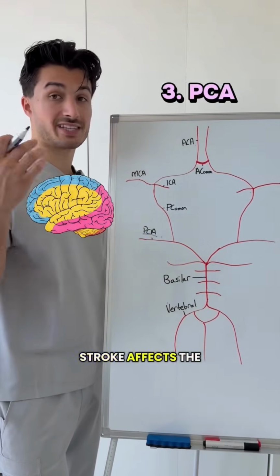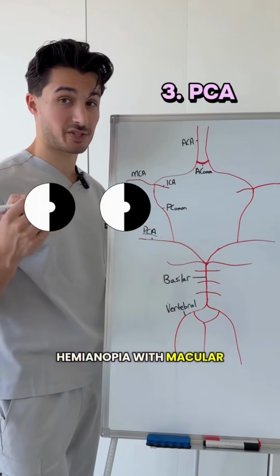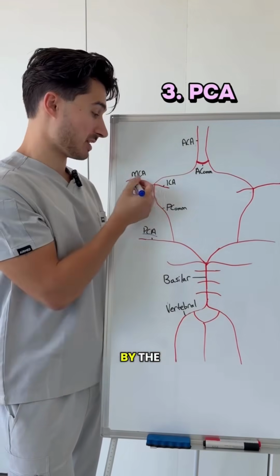Now, a PCA stroke affects the occipital lobe, so look out for contralateral homonymous hemianopia with macular sparing, because remember the macula is supplied by the MCA.